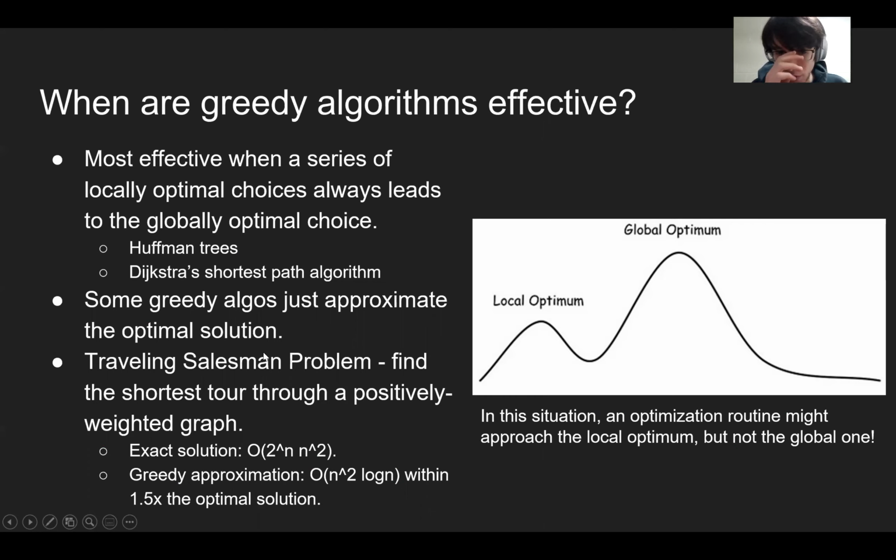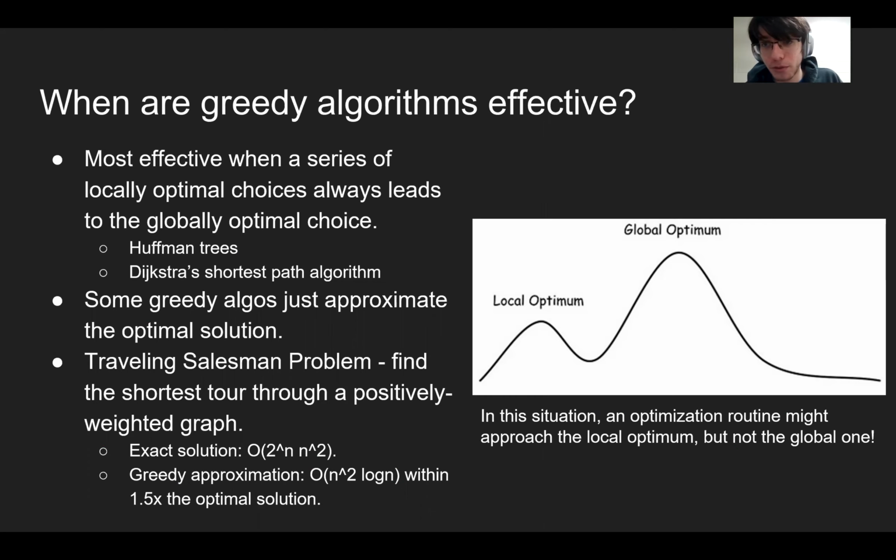For example, the traveling salesman problem, TSP, which is a pretty prominent problem, where you find the shortest tour in a positive weighted graph. A tour is when you start at some vertex, take some edges, and visit every other vertex exactly once, and then you end up right back where you started. So you try to find the shortest tour in a positive weighted graph, and the exact solution takes exponential time. It's an NP-hard problem, and NP-hard problems in general require exponential time to solve. That's an example of one.